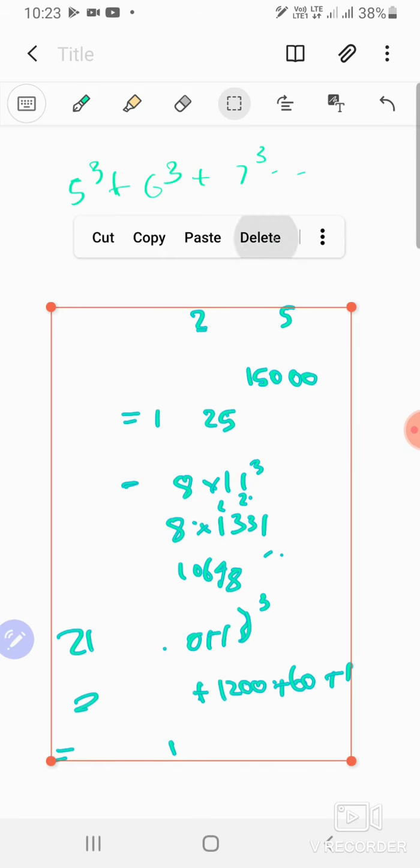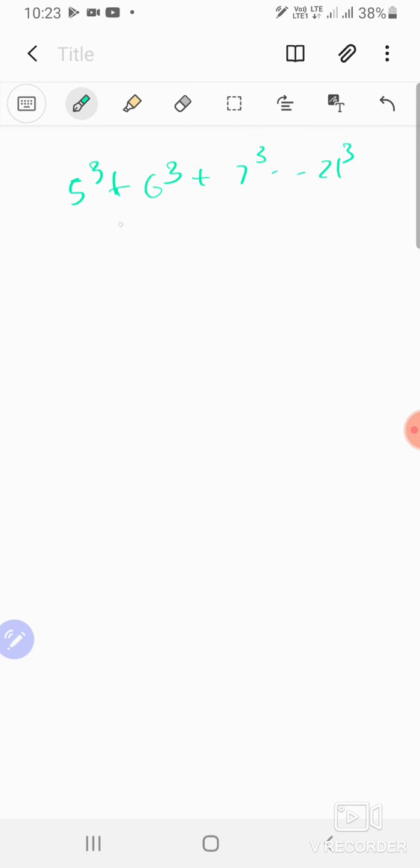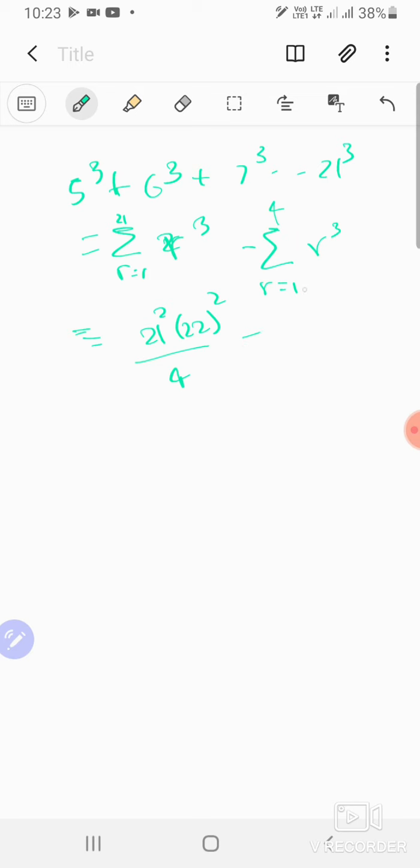So 5 cubed plus 6 cubed till 21 cubed, that's the same thing as the summation from r equals 1 to 21 of r cubed minus the summation from r equals 1 to 4 of r cubed. So that's supposed to be equal to, 1 to 21 of r cubed, which is 21 into 22 whole squared upon 4, minus 1 to 4 of cubes, that's 4 squared into 5 squared upon 4, right? Yes, let's see what that turns out to be.